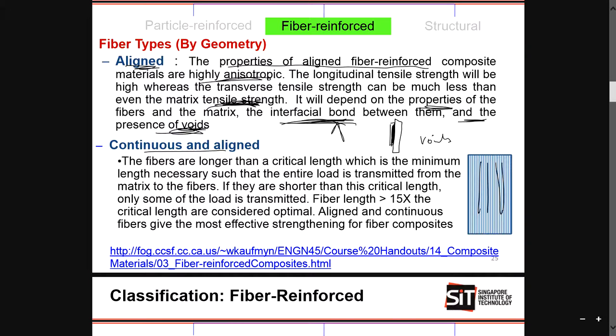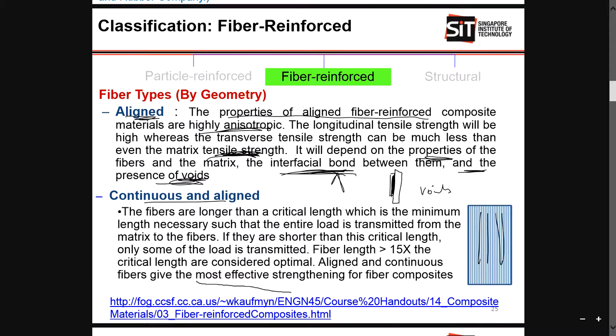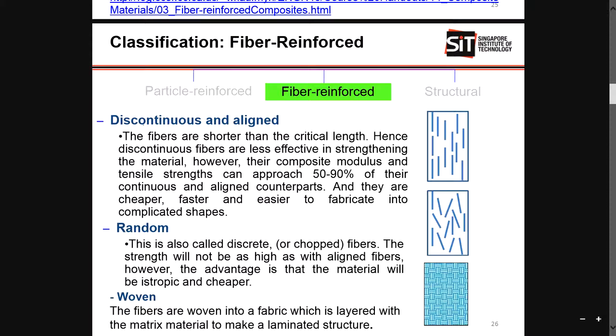Alright, and as for the continuous one, it's the most effective strengthening for fiber composites. So I believe continuous and aligned is better than the aligned method. Okay, I will assume, maybe wrong. For this continuous and aligned, alright, is this one.